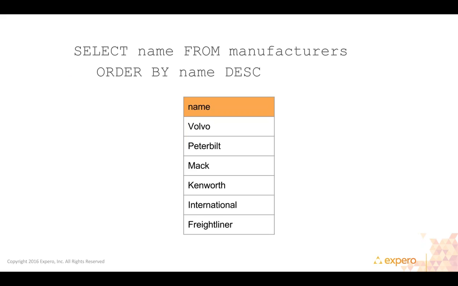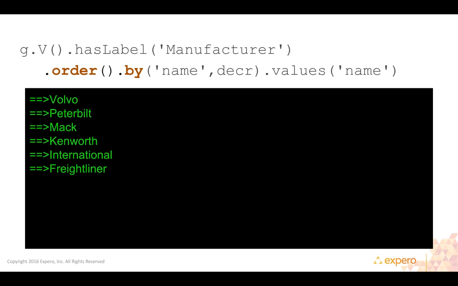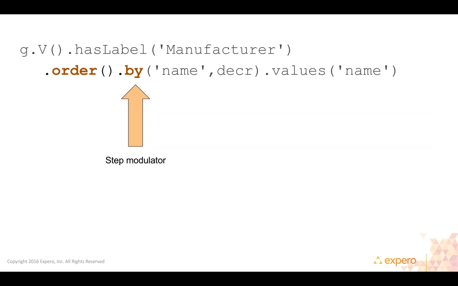Okay, so to continue adding on to our very basic example, we're going to add an order into this. So we can say select name for manufacturers, and we're going to order these in descending order by name. And so now we have our order step in here, and then we've added a new component. We have this by step, and this by is actually a step modulator. So it lives in relation to the step before it.